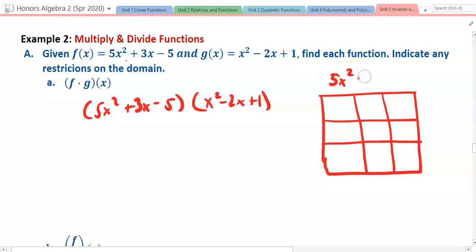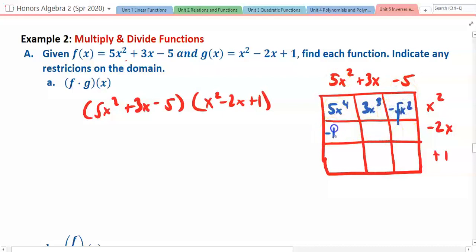5x squared plus 3x minus 5. And again, this is what we did in chapter 2, times x squared minus 2x plus 1. And we just write out this multiplication. So we're going to get 5x to the 4th. We're going to get 3x to the 3rd. We're going to get minus 5x squared.